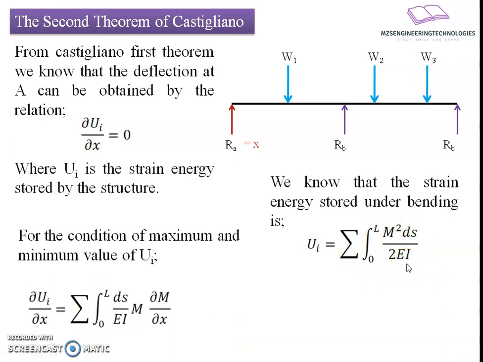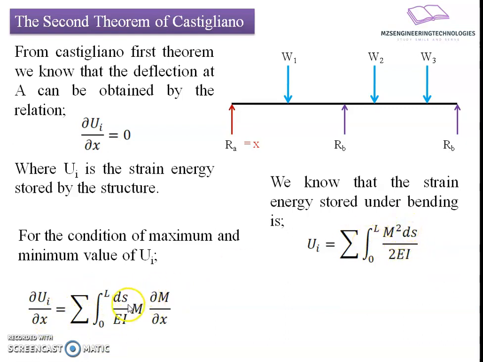So I will try to minimize this strain energy with reference to Castigliano's statement. First I will find the deflection caused by this reactive force. It will be ∂U/∂X, the partial derivative of the strain energy stored by the system with reference to the force under reference. So it will result in the summation of the integral from 0 to L, where the derivative of M squared will be 2M.